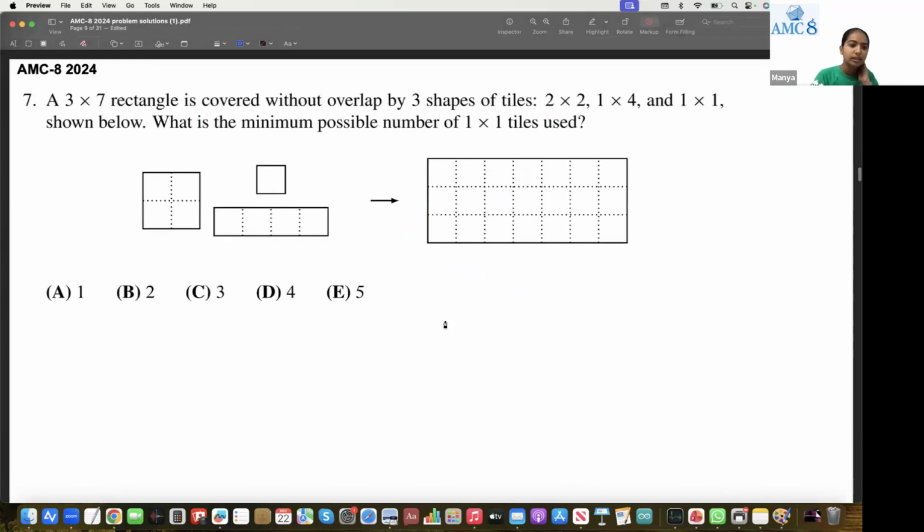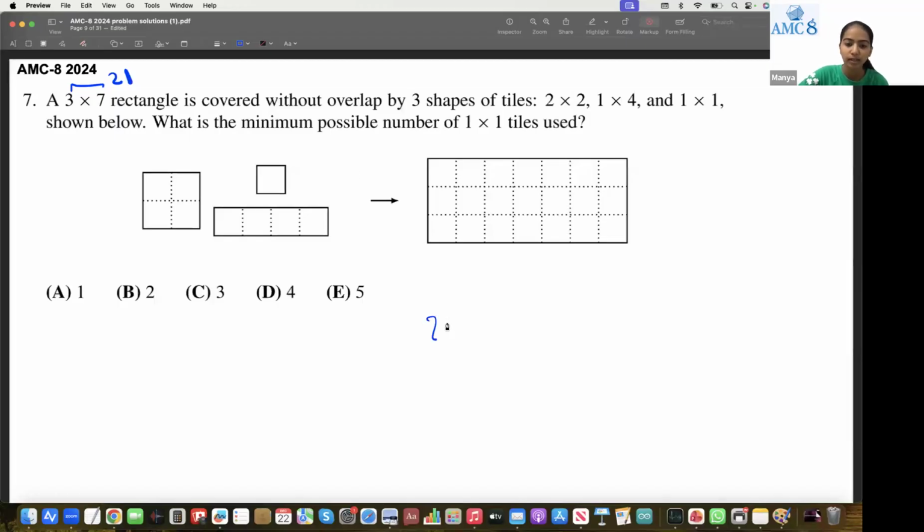Problem number 7. A 3 by 7 rectangle is covered without overlap by 3 shapes of tiles: 2 by 2, 1 by 4, and 1 by 1, shown below. What is the minimum possible number of 1 by 1 tiles used? So we know that there is a 3 by 7 rectangle, meaning that there's 21 tiles. And there's a 2 by 2, 1 by 4, and a 1 by 1.